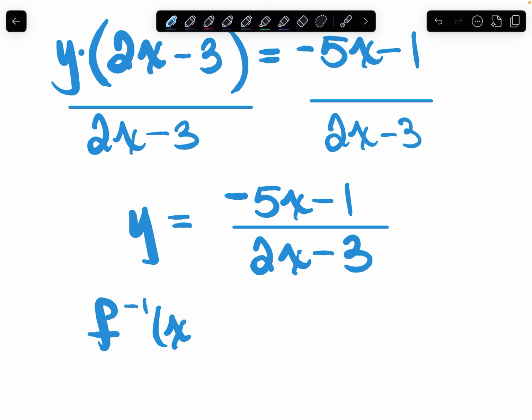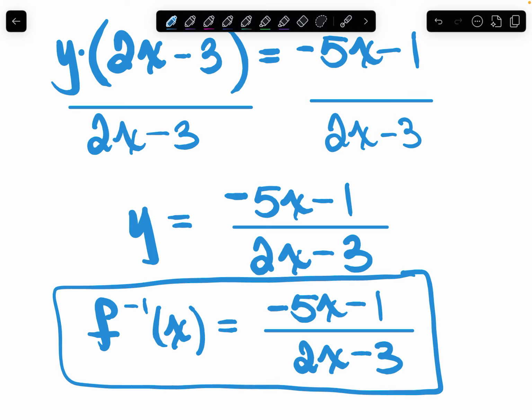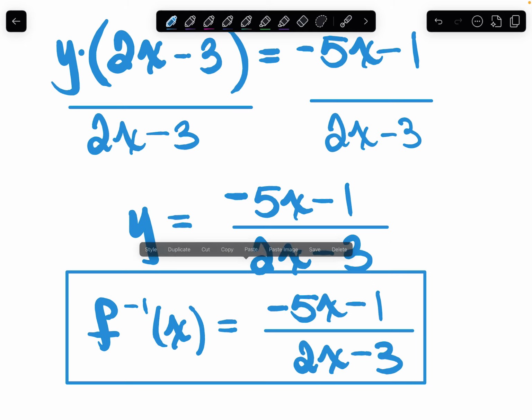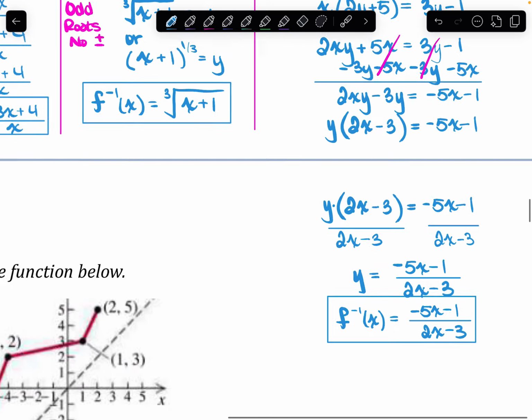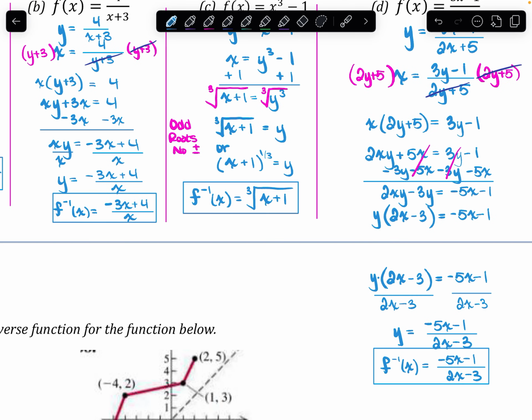f inverse of x, negative 5x minus 1 all over 2x minus 3. There's the fancy inverse. So like I said, this is the most involved for your algebra, but it's going to be the same kind of steps. So first thing you got to do is clear the entire denominator by multiplying on both sides. Then distribute. Get everything with a y on one side, everything without a y on the other side. Factor the y out, and then divide that chunk off.